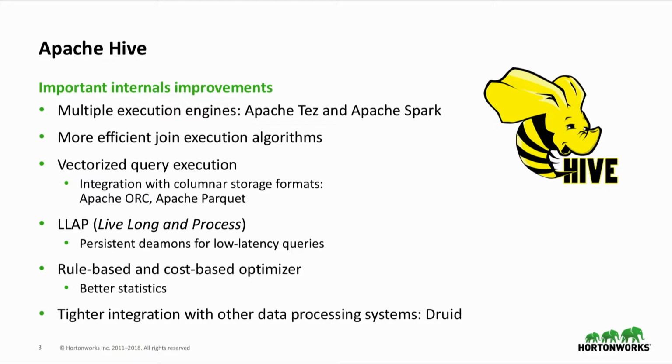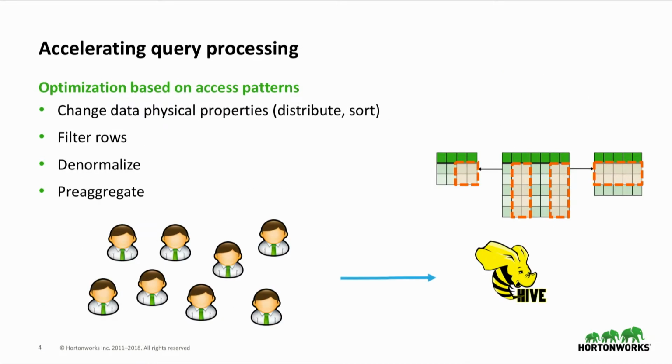And also some improvements that are not like the previous ones related to execution. These ones are more related to optimization. So rule-based and cost-based optimizer was introduced. Many improvements to statistics, because that's basically the fuel for the optimizer, and also tighter integration with other data processing systems such as Druid.